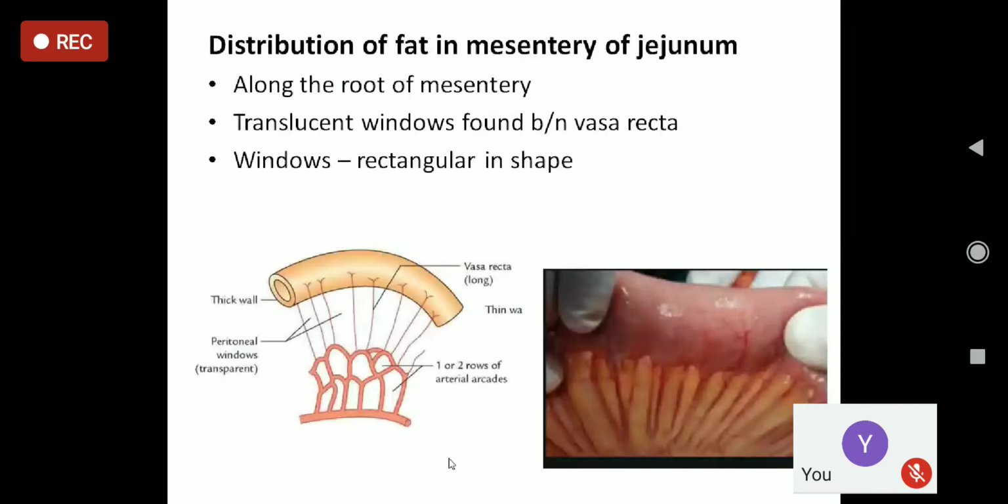So is this clear? Are you clear with jejunum? Come on, communicate. It's like one-way communication. Yes, ma'am.